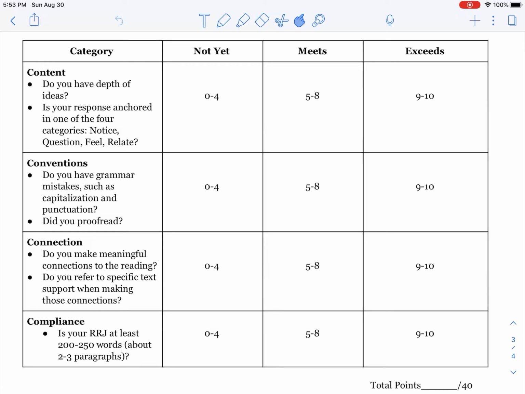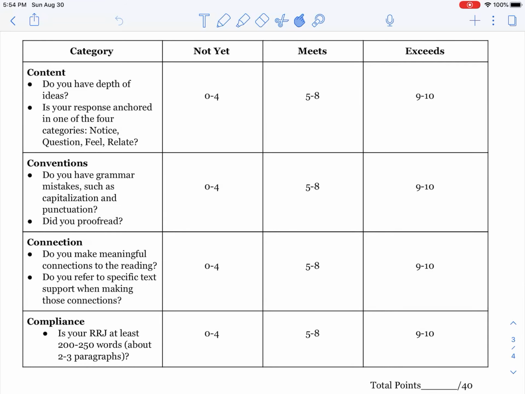Connection: do you make meaningful connections to the reading? Do you refer to specific text support when making those connections? And then compliance: are your entries at least 200 to 250 words? And are they about 2 to 3 paragraphs in length? Those basically mean the same thing. So we have these 3 categories. We have not yet, which means that you have not yet met those standards. You are meeting them if you get 5 to 8 points for content, or if you're exceeding them, meaning you're doing abundantly well in the content category, you get 9 to 10 points for that category.